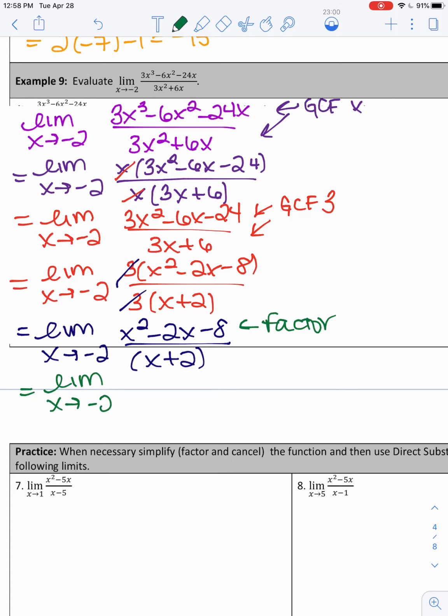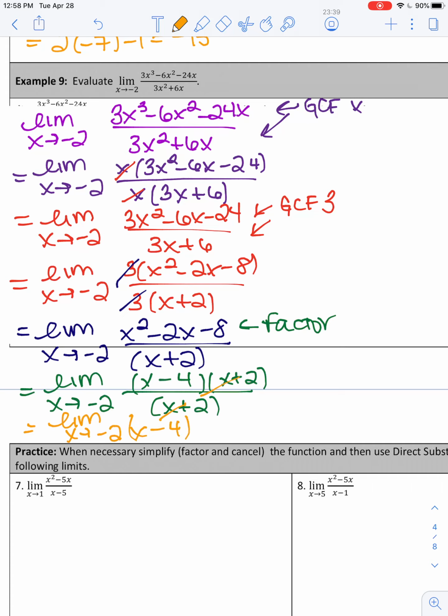So this will become the limit as x approaches -2. I'm assuming that x plus 2 is a factor of that numerator and that it will cancel with this x plus 2 in the denominator. At least I'm hoping that's the case. And if you look at the numbers, we need something to multiply to -8 and add to -2. So we can fill this first factor with x minus 4. In doing so, we finally get to get rid of that troublesome x plus 2 in the denominator, and we're left with the limit as x approaches -2 of x minus 4. That's what we've reduced our function to be.